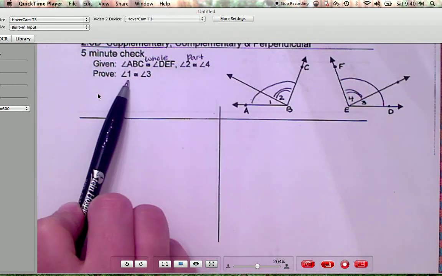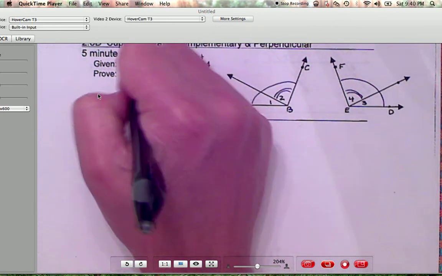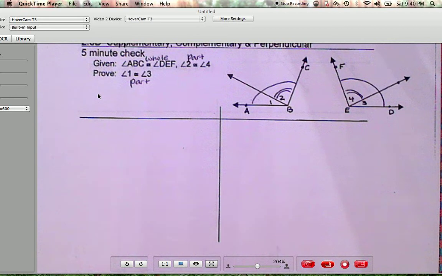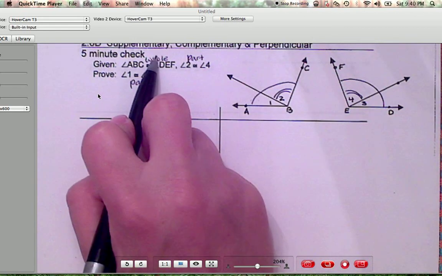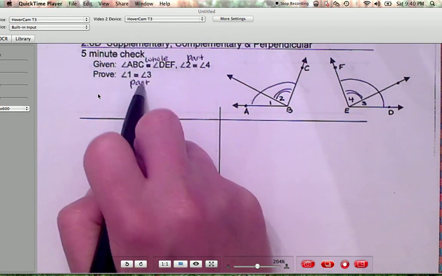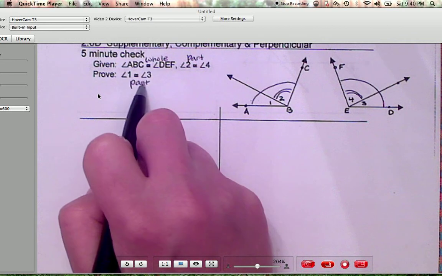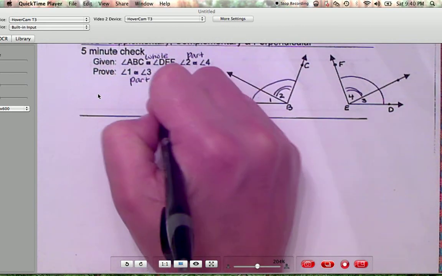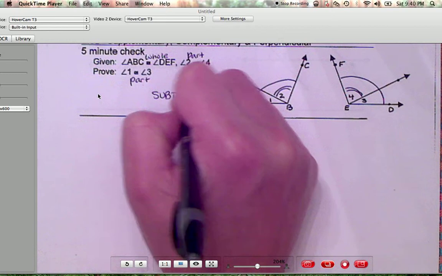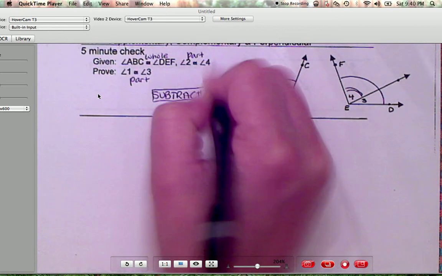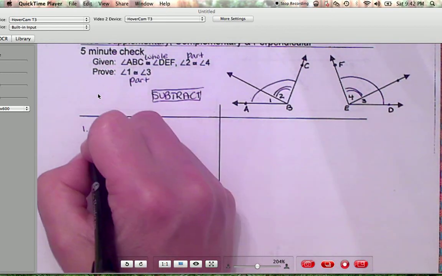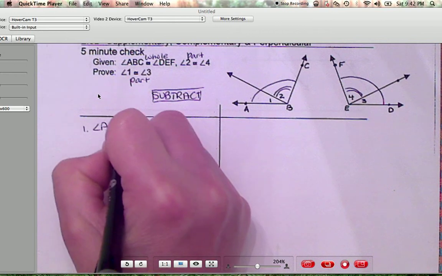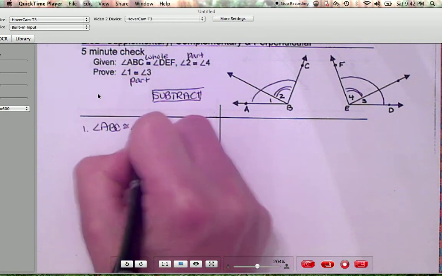And then we're trying to prove angle 1 is congruent to angle 3. So that is a set of parts as well. And you ask yourself, if I start at the whole, how do I get to the part? Do I add to get to the part or subtract to get to the part? So this, in fact, will be a subtraction proof. We will subtract.